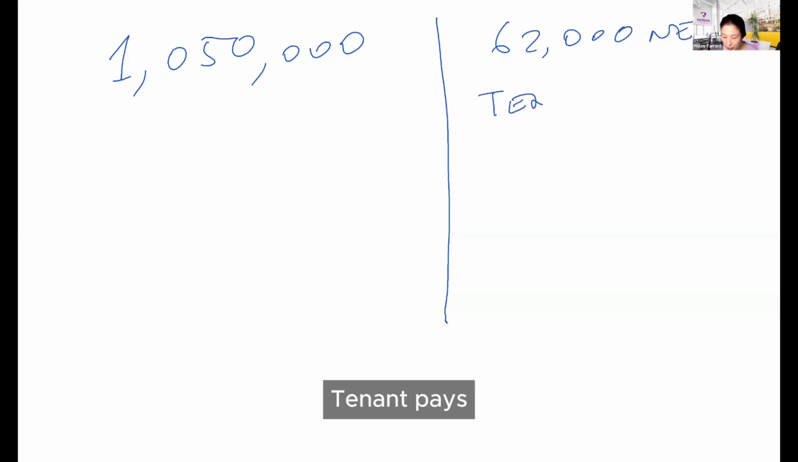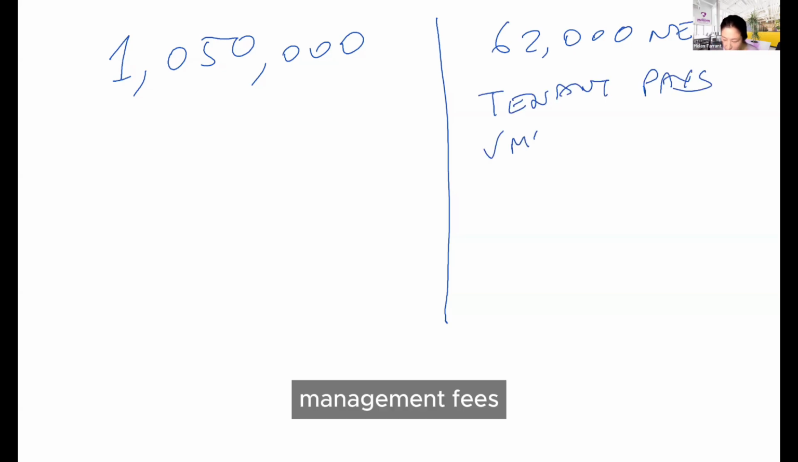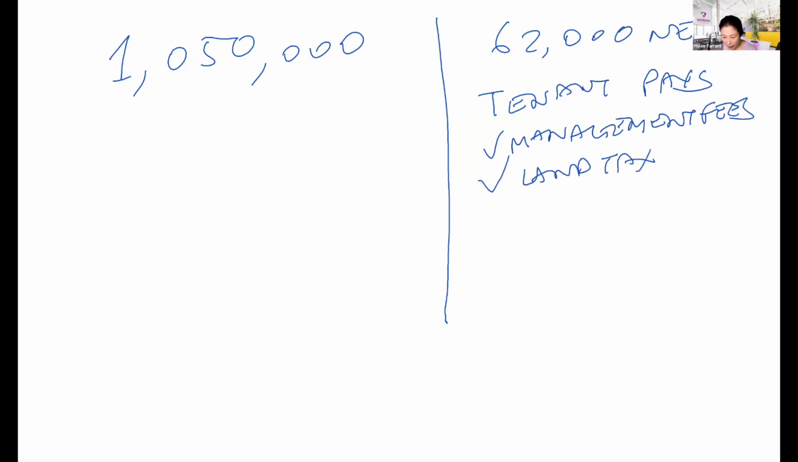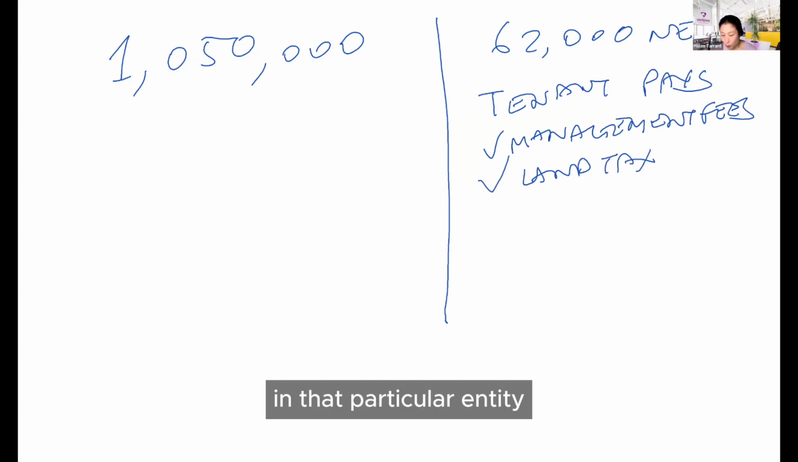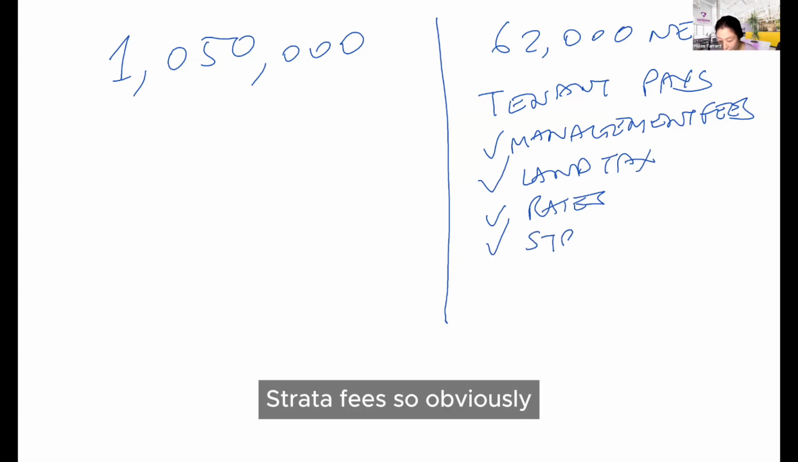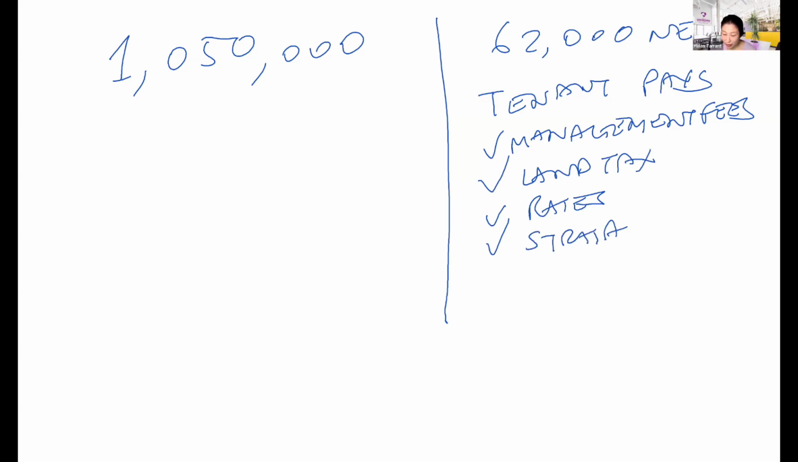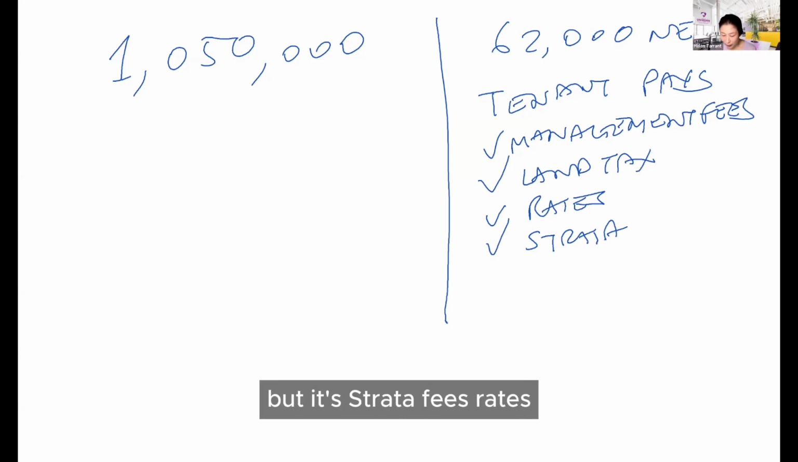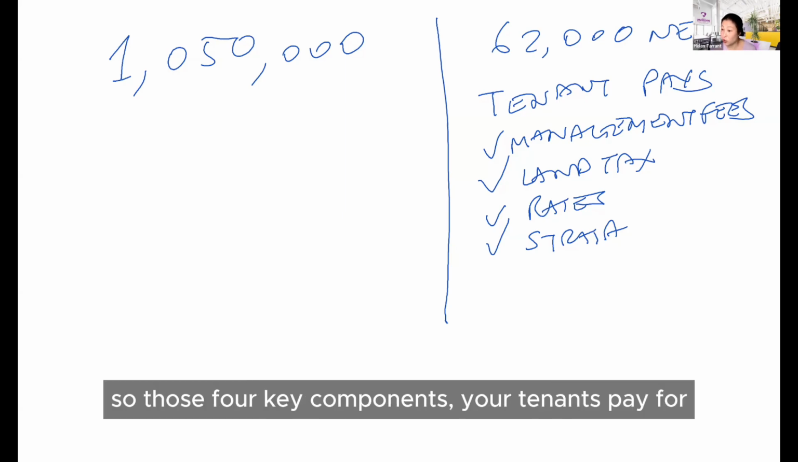That means the tenant pays management fees, and land tax on a single holding basis. So you have the holder singly, not added to your other pile of properties in your entity. So it has to be a property that you have as a holding by itself in that particular entity, right? Land tax, rates, that's your council rates, water rates, strata fees. So obviously this is a strata property, right? And I'm going to share with you a little bit about what that property looks like afterwards. But it's strata fees, rates, management fees, land tax. So those 4 key components that your tenants pay for, right?